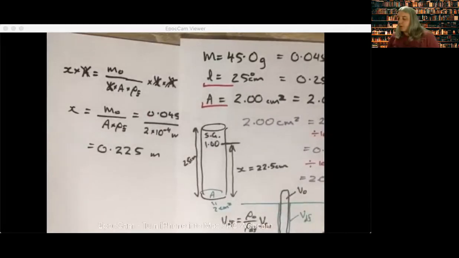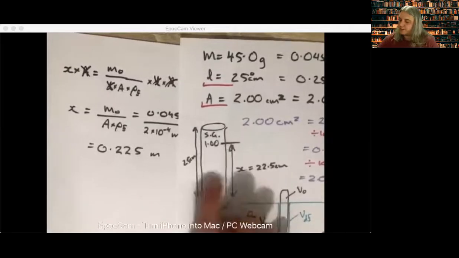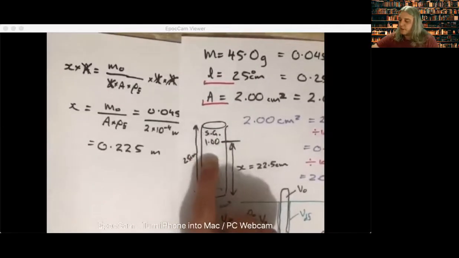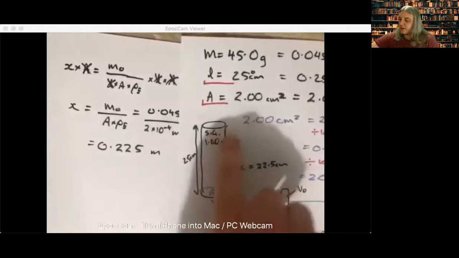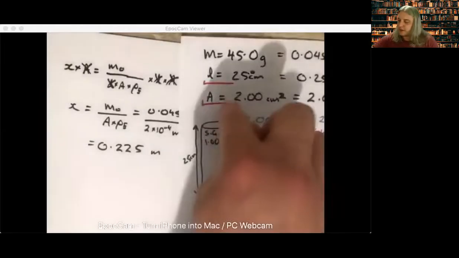And so at this point, we can stop and say, well, does that make sense? Well, yes, it's not all the way up the device, right? It's not all the way up there. We can certainly make a marking on there. If we had some X value that was greater than 25 centimeters, then that would mean that it's sinking, right?